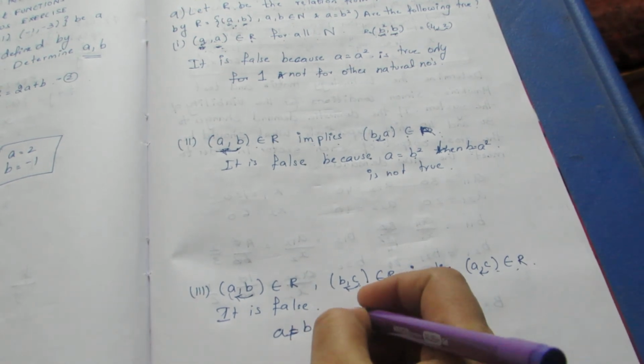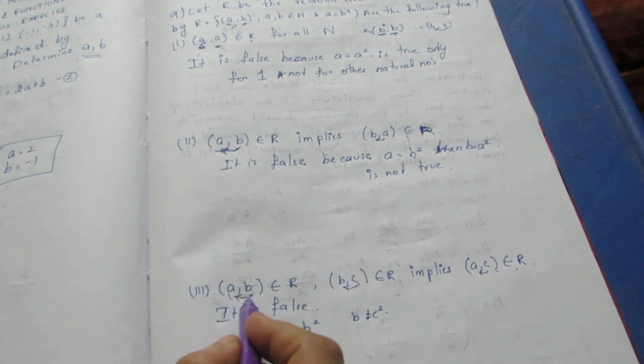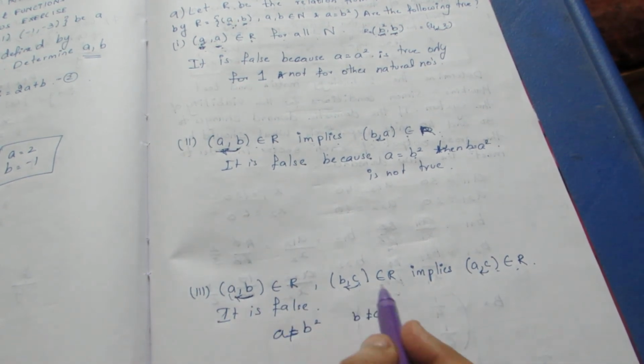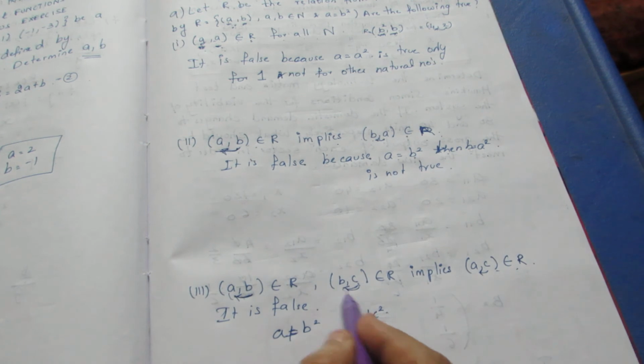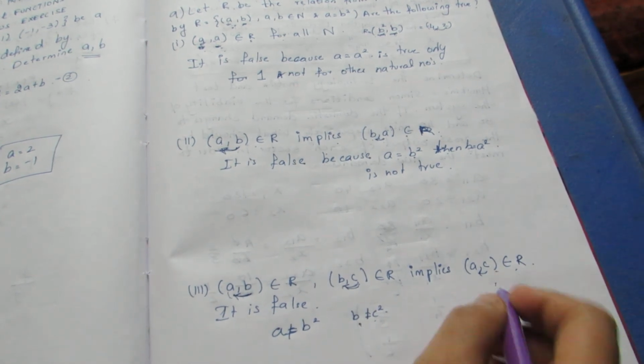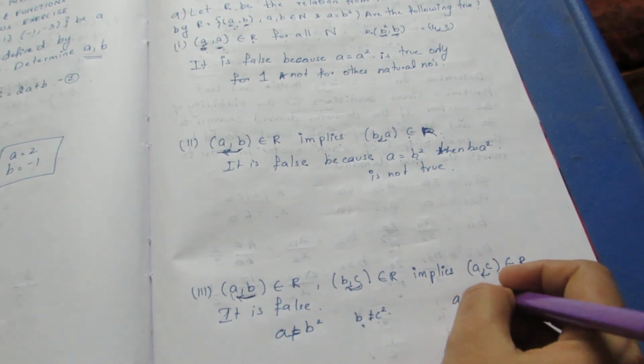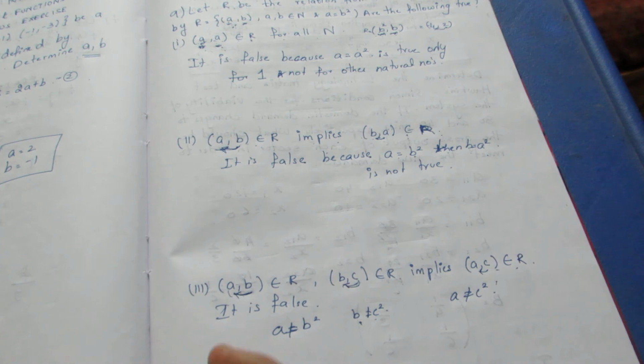Even here b is not equal to c square. If a is equal to b square, then b should be equal to c square, and this implies that a is equal to c to the power four. A is not equal to c square. So the statement is also false in the third.